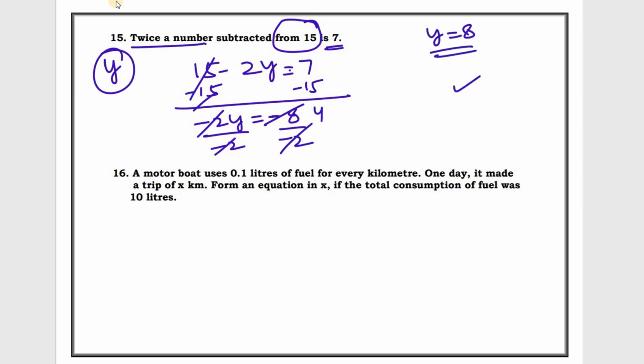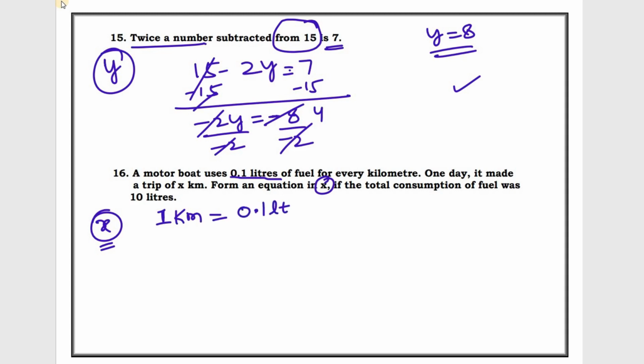Number 16. A motorboat uses 0.1 liter of fuel for every kilometer. One day it made a trip of x kilometers. Form an equation in x if the total consumption of the fuel was 10 liters. Here he gave the variable to be used as x. We must use the variable x as he mentioned in the question. The motorboat uses 0.1 liters of fuel for 1 kilometer.